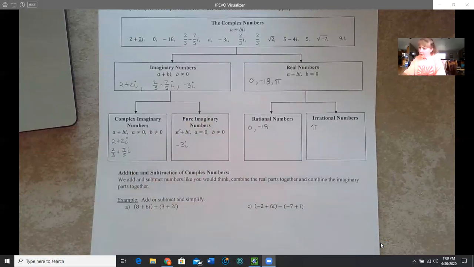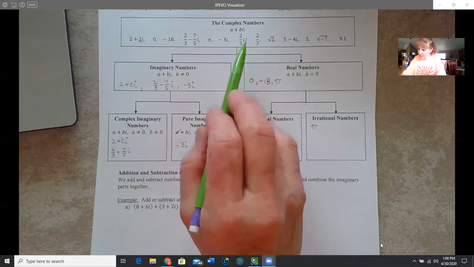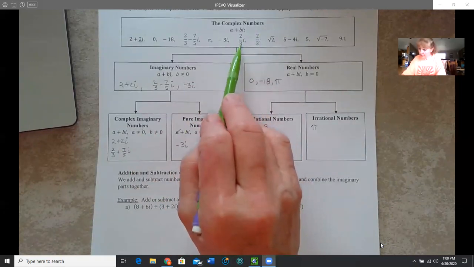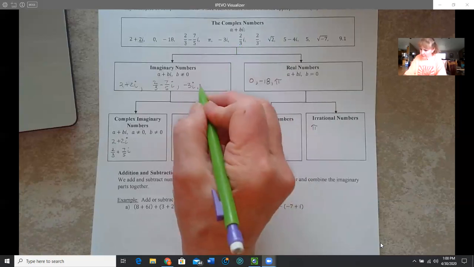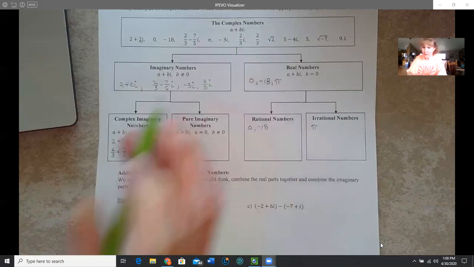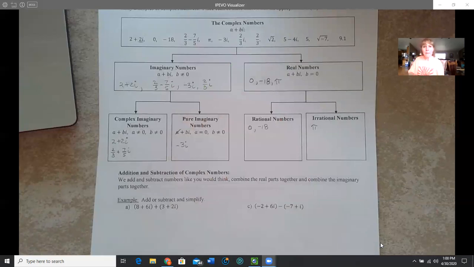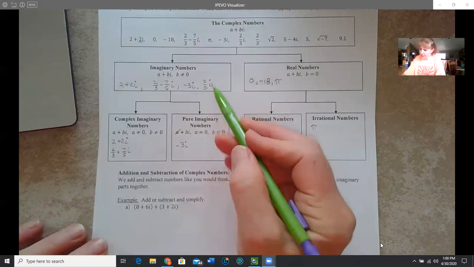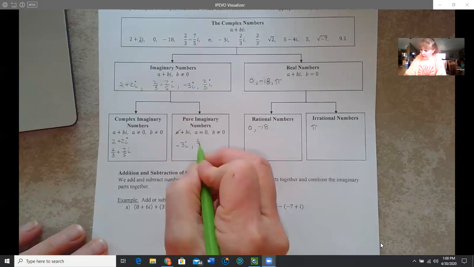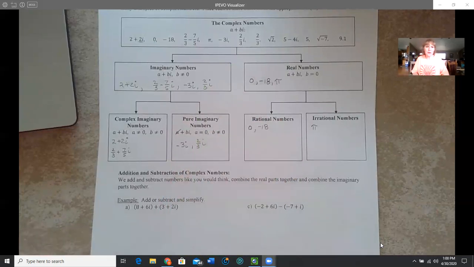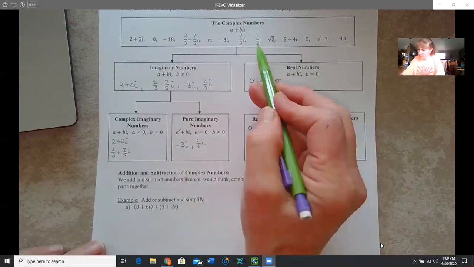Okay, let's do 2/3 i as our next one. 2/3 i goes here. All right, it's an imaginary number, but is it a complex imaginary number, meaning it has a real part and an imaginary part, or is it just a pure imaginary number with no real part added on? In this case, it's a pure imaginary number. It's just 2/3 i.